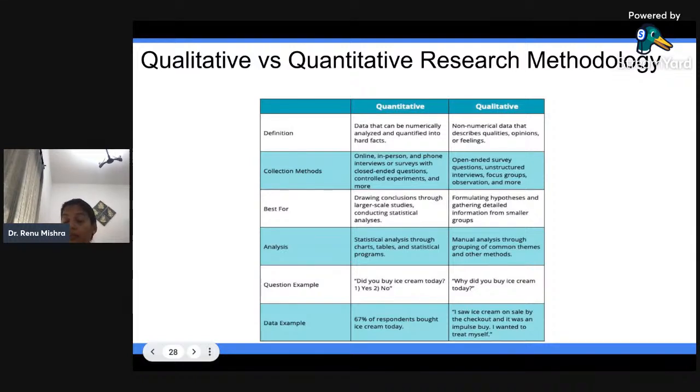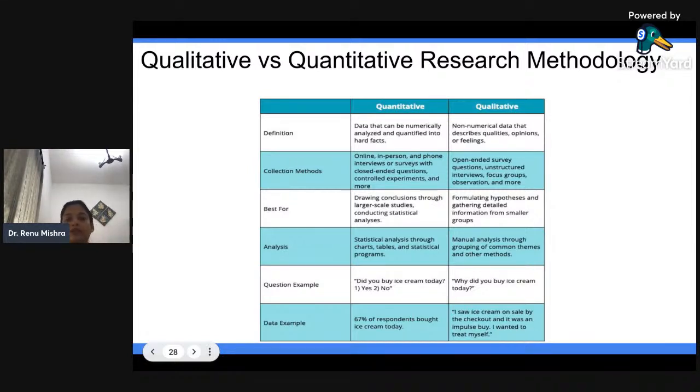And most importantly, what kind of analysis do you do in quantitative analysis? Primarily, in quantitative analysis you go for statistical analysis, you probably go for charts or tables, and you go for histograms, bar graphs or pie charts. When you go for qualitative, you explain through manual analysis, you explain the common themes, what is the common reasoning erupting out of the data.